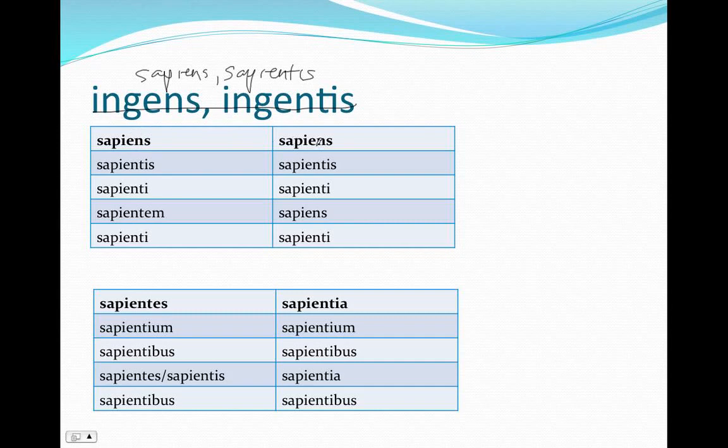and we get sapiens, sapiens, masculine, feminine, and neuter, sapientis, sapientis, sapienti, sapienti, sapientem, sapiens, because our accusative must be the same as the nominative. Plural, sapientes, sapientia. Neuter nominative plural ends in A. Sapientium, sapientium, because it's an I stem. Sapientibus, sapientibus. Sapientes, sapientis. And sapientia, the neuter has to be the same as the nominative. And sapientibus, sapientibus.